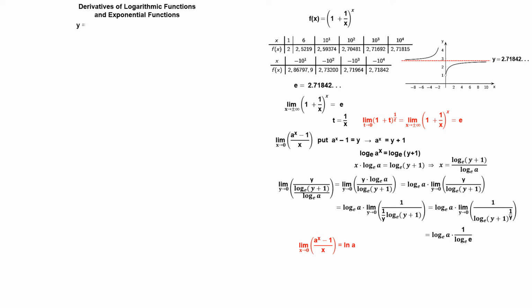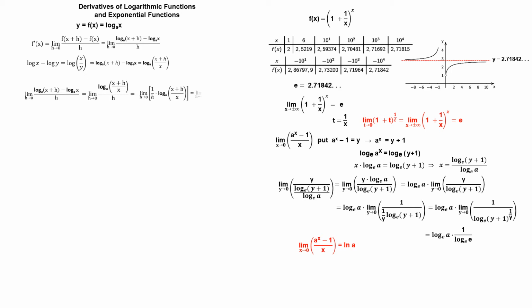Now we consider the logarithmic function with an arbitrary base a. Let's find the derivative using first principles. According to the definition of the derivative, we have the following. The difference of the logarithmic terms can be combined by using the quotient rule of logarithms.